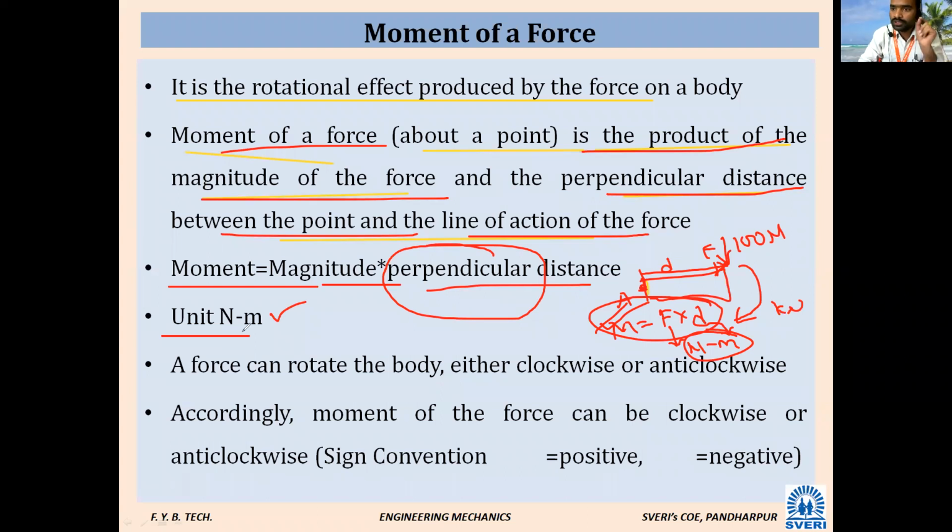In multiple choice questions, your exam is going to be mostly MCQ. In that case, he may ask what is the unit for moment; that is Newton meter. The SI unit is Newton meter. Sometimes he may give Newton centimeter, kilonewton centimeter, kilonewton millimeter. You have to be clear: force is in Newton, distance is in meter, so Newton meter is the correct answer. Clear?